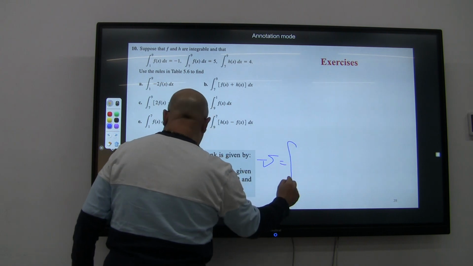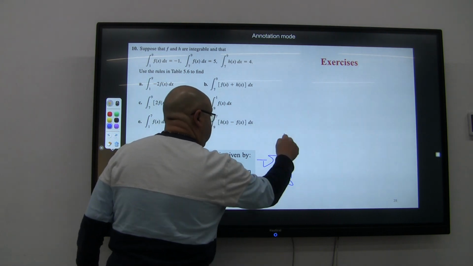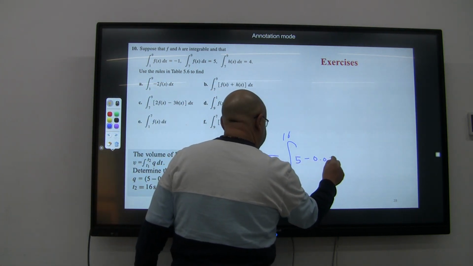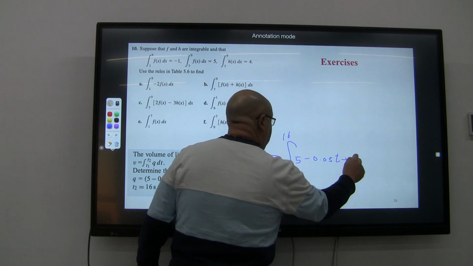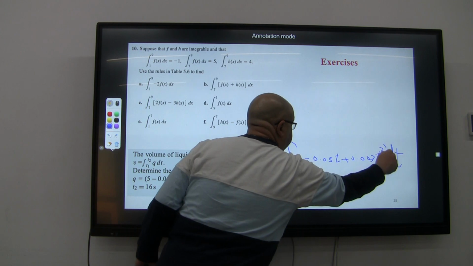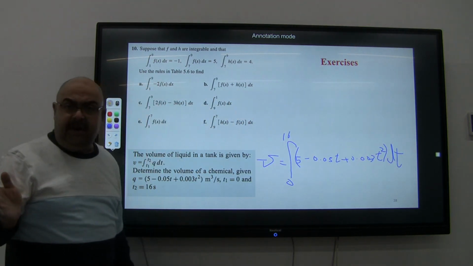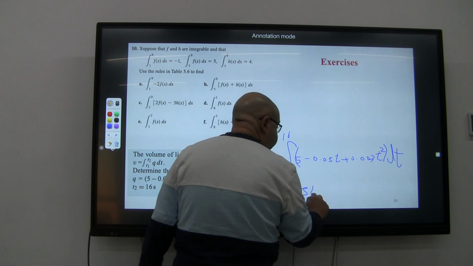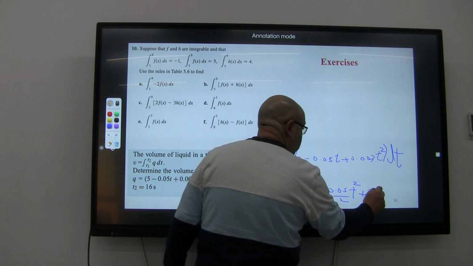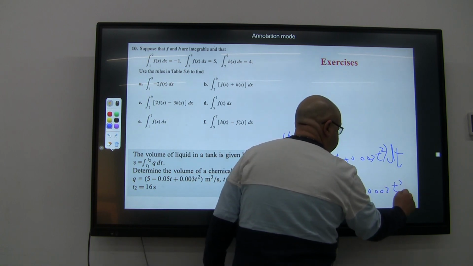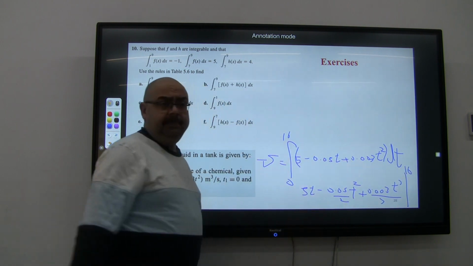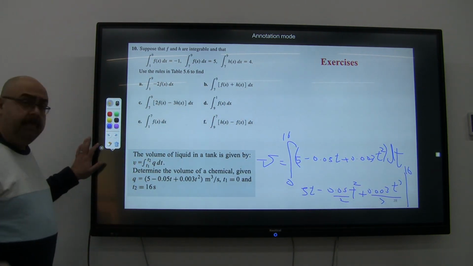V is going to be the integration from 0 up to 16 of the function, which is simply 5 minus 0.05 T plus 0.003 T squared, and you are integrating with respect to T. So it's going to be 5T minus 0.05 over 2 times T squared plus 0.003 times T cubed divided by 3. Then you will substitute first by 16 minus 0. It's very, very simple.